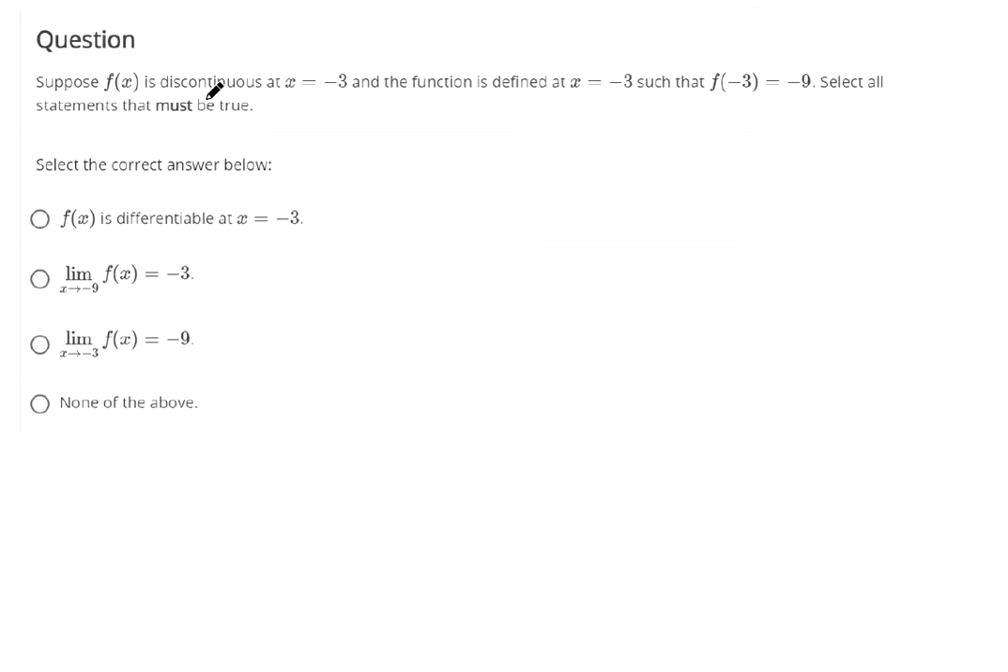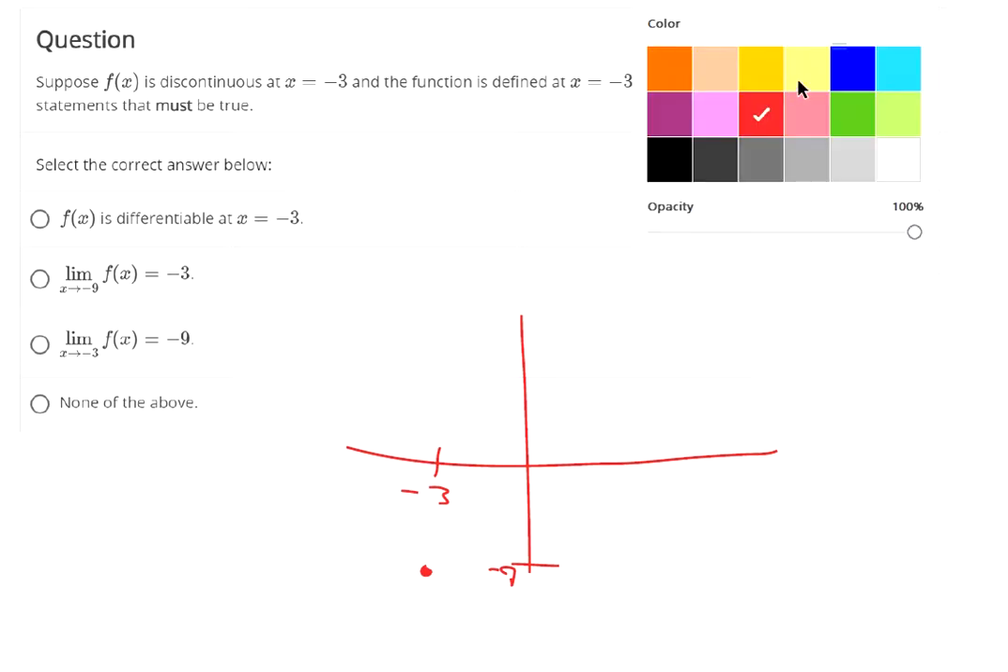Okay, so we're supposed to suppose that f(x) is discontinuous at x equals -3. So we don't know what the function looks like, but at -3 it's discontinuous, but they tell us it's defined at x equals -3 such that we get a y value of -9. So there's a dot down here. Now there's a couple of different ways that this function could be behaving.